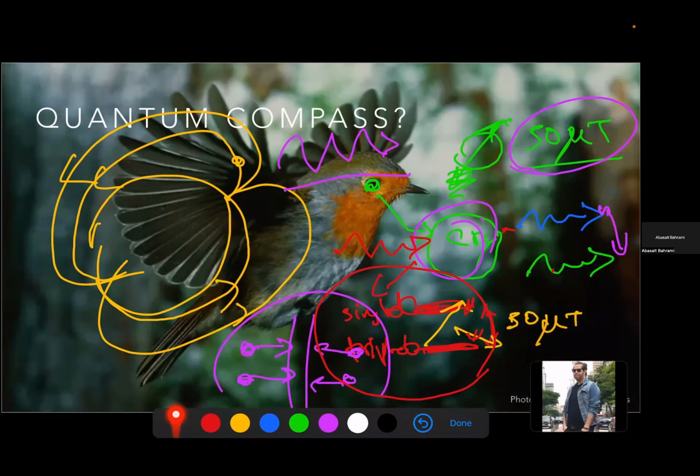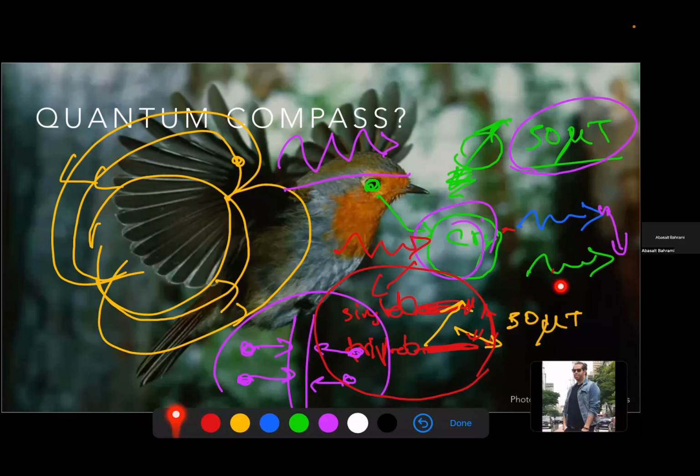Yeah, this is one of the examples. Of course, we also have other animals like turtles or even big whales, and they can also orient themselves. We still don't know exactly how they orient themselves. But for birds, this radical pair mechanism apparently works very well, and there have been a lot of studies.